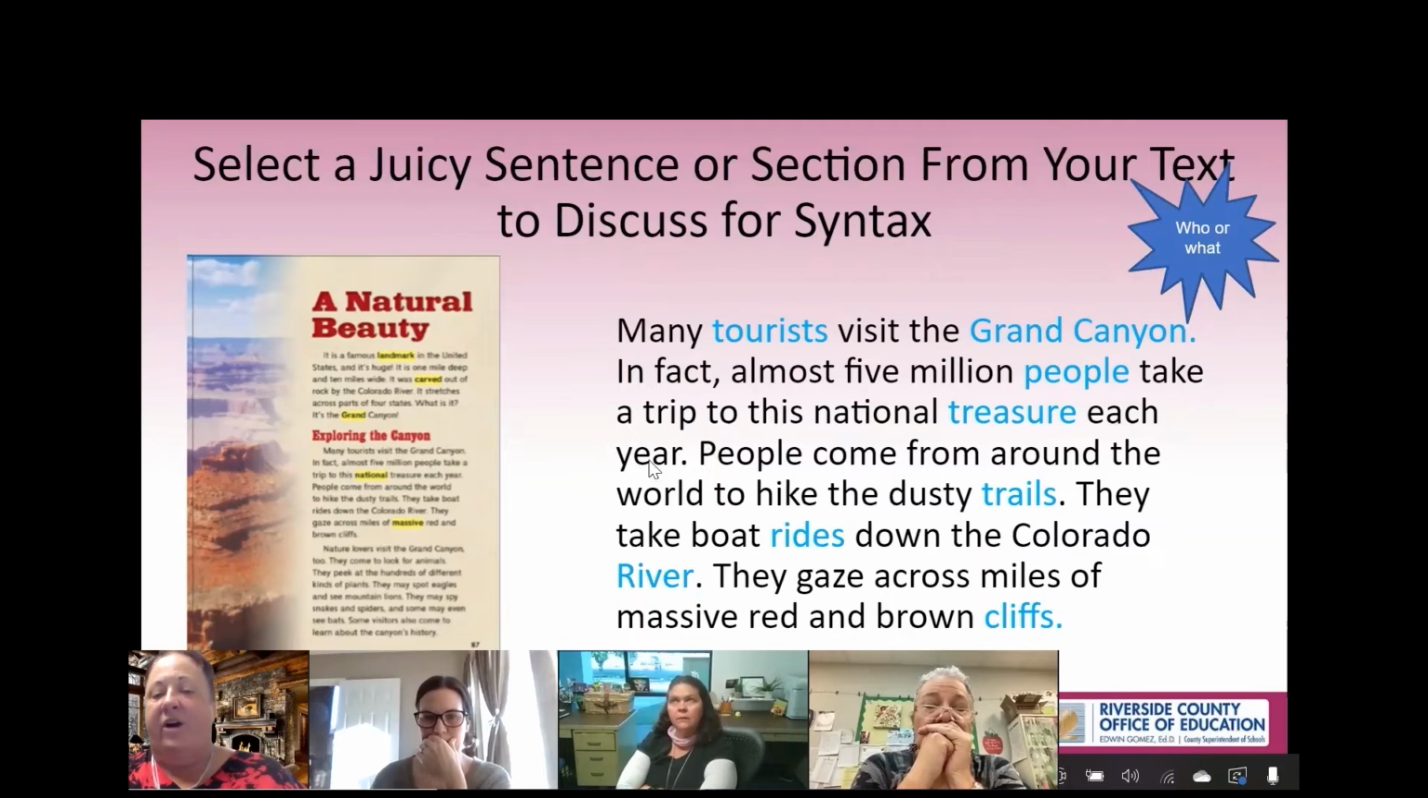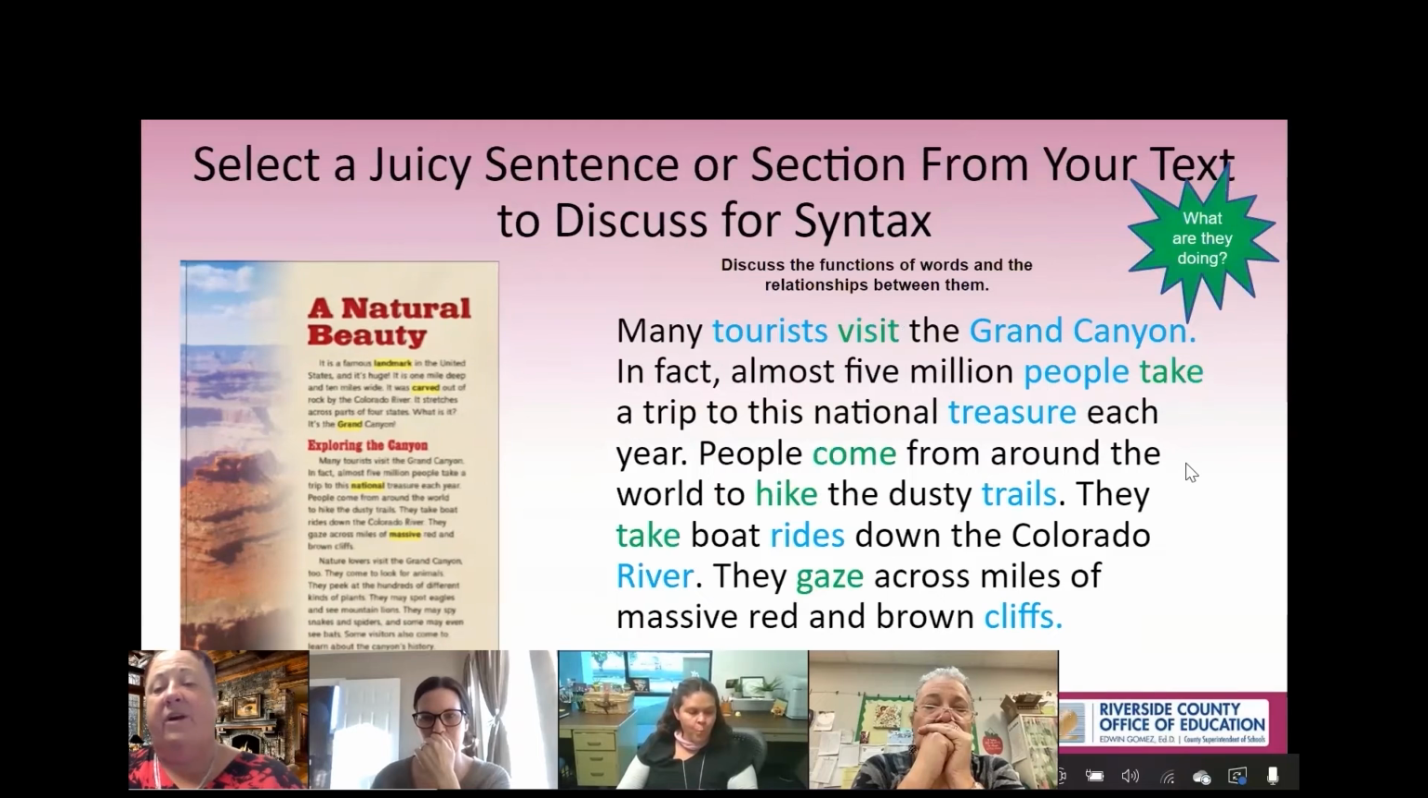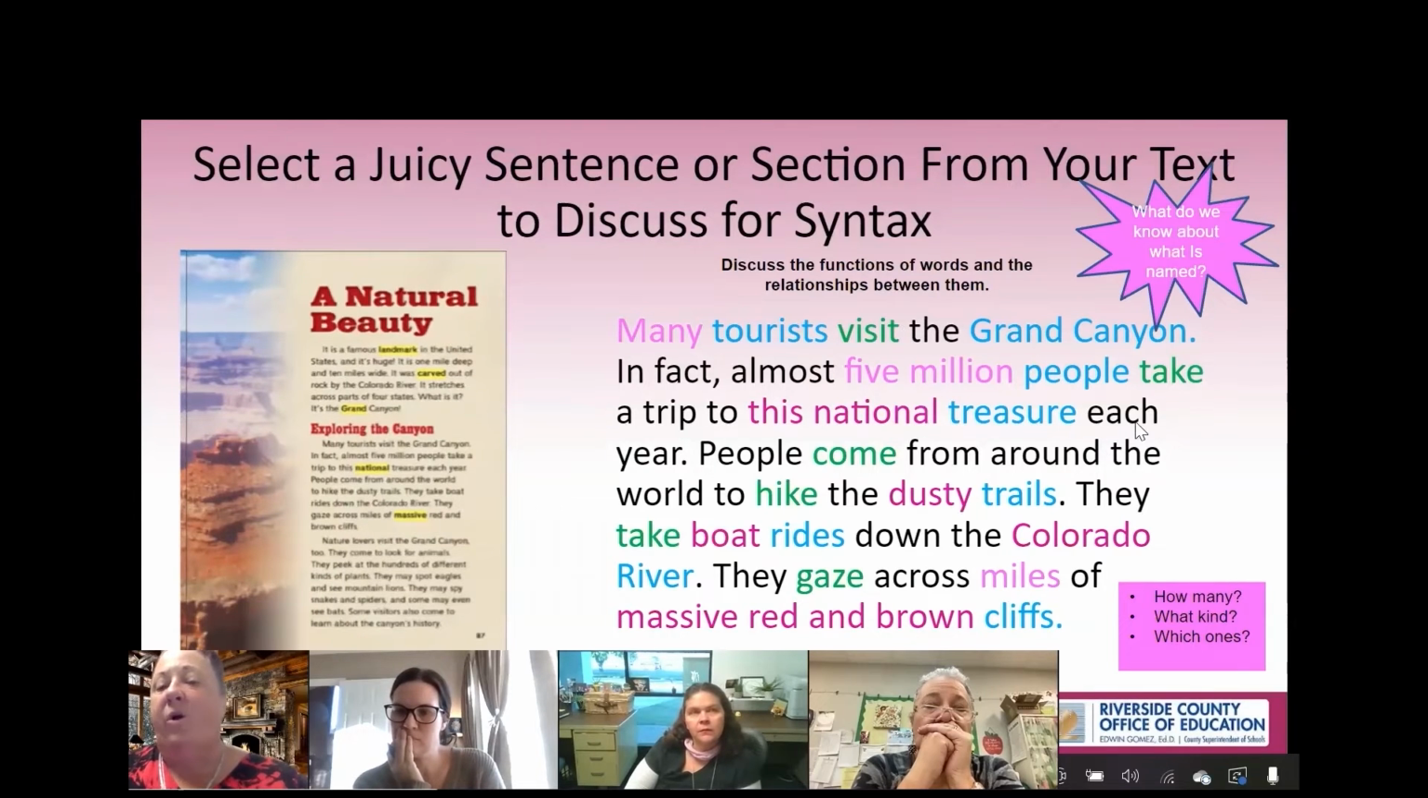Really asking them to go into that paragraph and say, who or what is this talking about? That's going to help them with understanding main idea or important details. And then next is, well, what are those people doing? Who's doing what? What are some of the things that are happening? What are some of the actions? And what do we know about them? What do we know about the people that visit? So it starts getting them focused in more at the descriptive level, right?